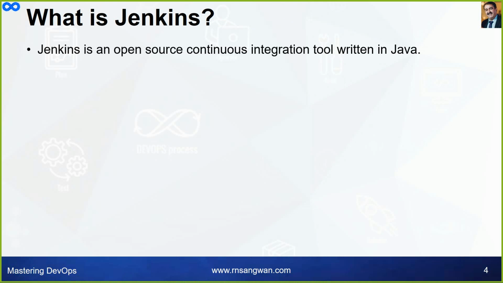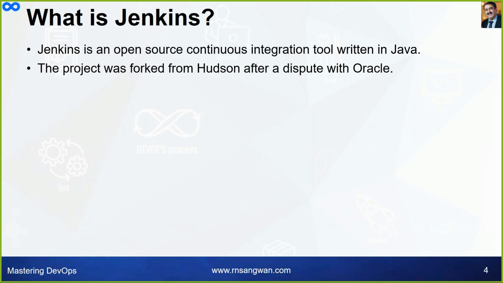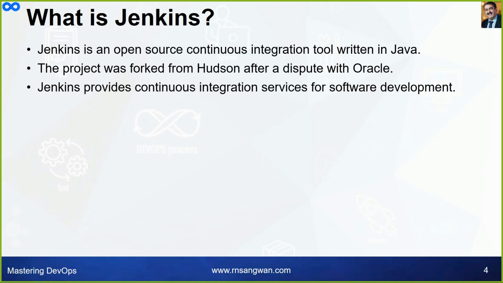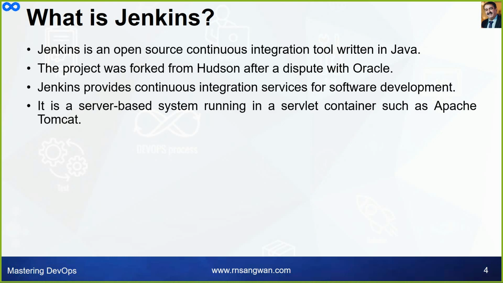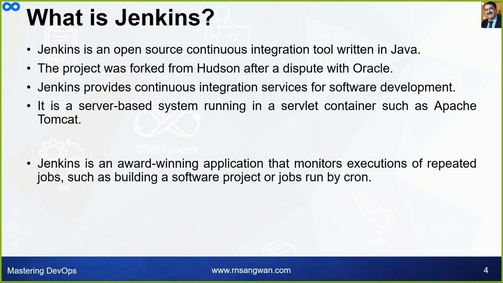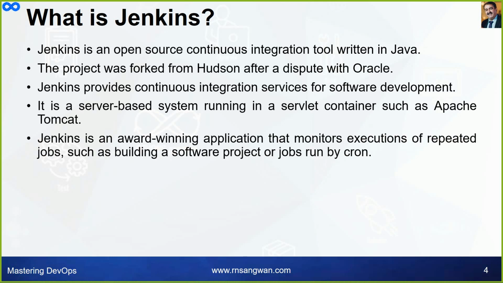What is Jenkins? Jenkins is an open source continuous integration tool written in Java. The project was forked from Hudson after a dispute with Oracle company. Jenkins provides continuous integration services for software development. It is a server-based system running in a servlet container like Apache Tomcat. It's an award-winning application that monitors execution of repeated jobs, such as building a software project or jobs run by a cron.